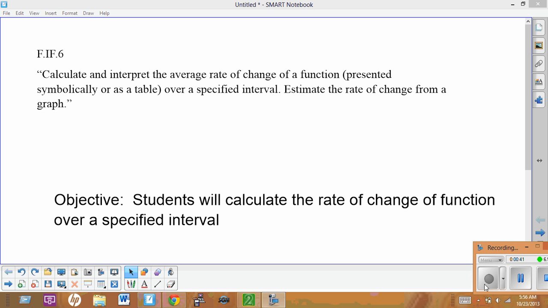The part we're going to focus on today is, and this is our objective, students will calculate the rate of change of a function over a specified interval. So go ahead and put the objective in your notes, and we'll move on and talk about some vocabulary. So pause the video now if needed and get the objective down.